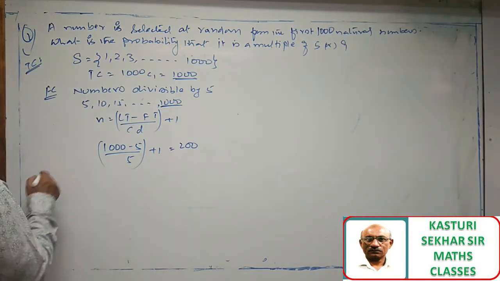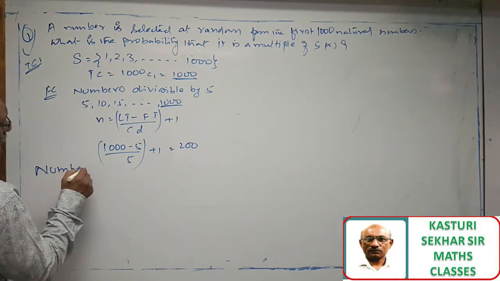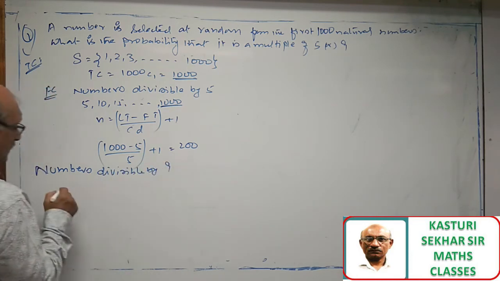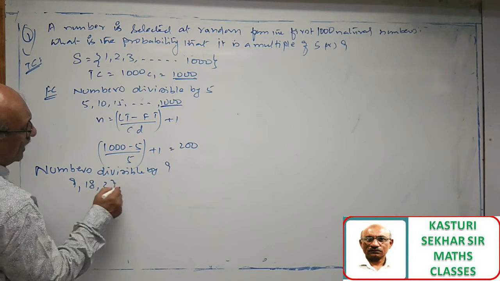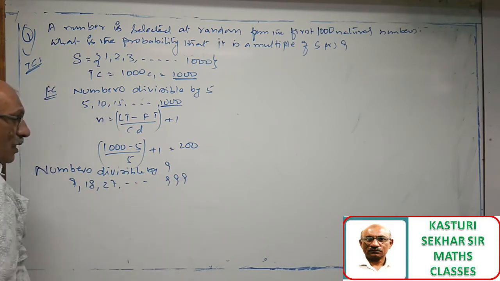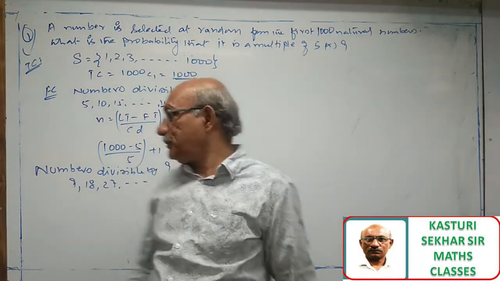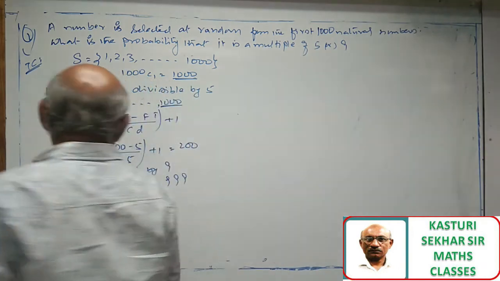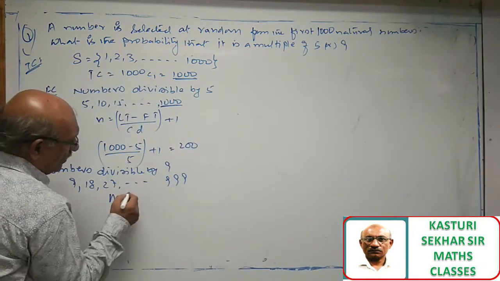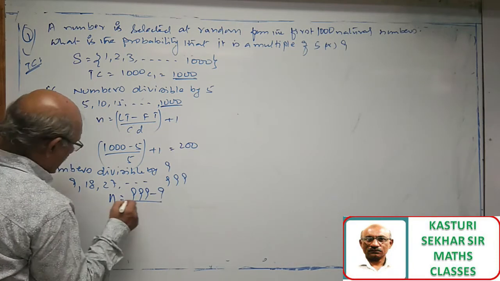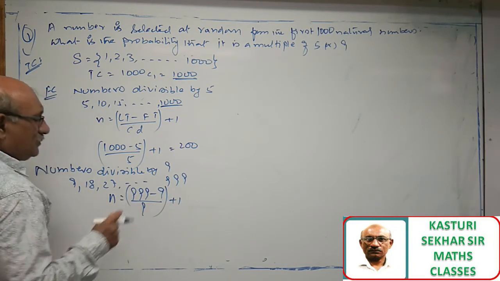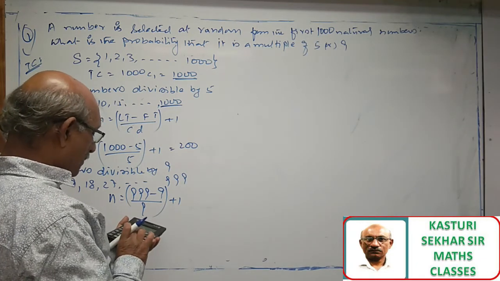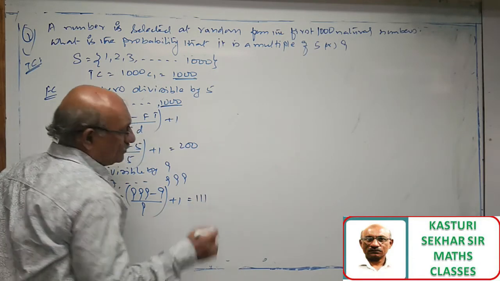Next, numbers divisible by 9: 9, 18, 27, etc., up to 999. So once again, n is equal to the same formula, 999 minus 9 divided by 9 plus 1, which is 990 divided by 9, 110 plus 1, 111.